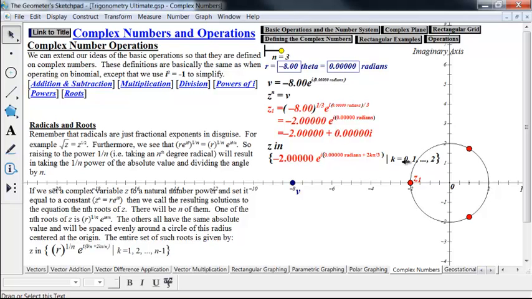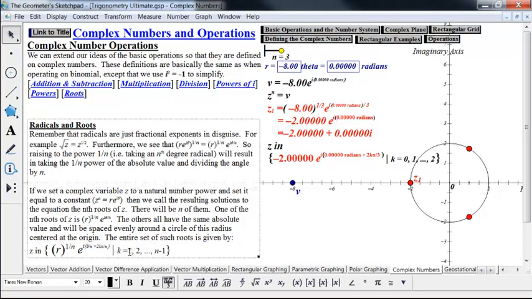Okay, so all of the roots then are r to the 1 over n, e to the i, and one of them is theta over, the original theta over n, and the others then you add to that value 2k pi over n, and you let k go 1, 2, up to, actually it should start at 0, up to n minus 1.